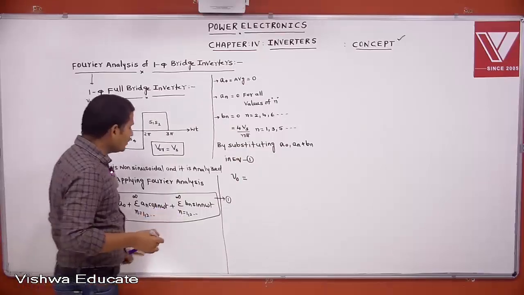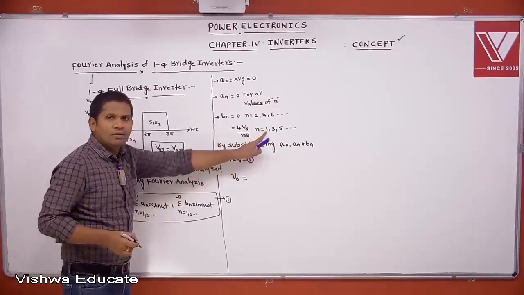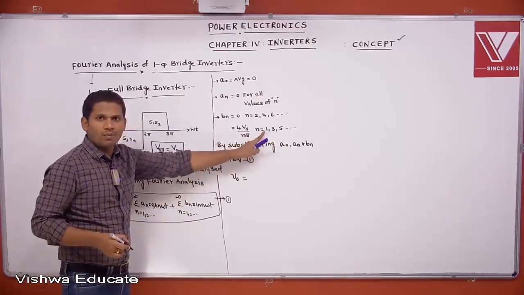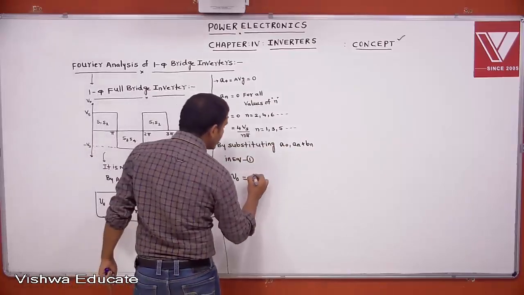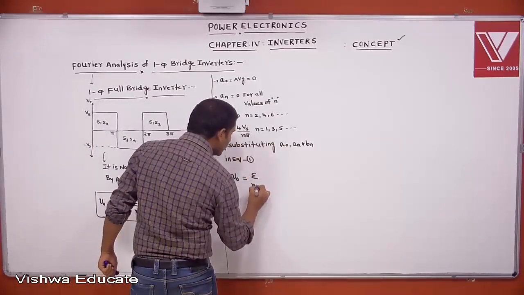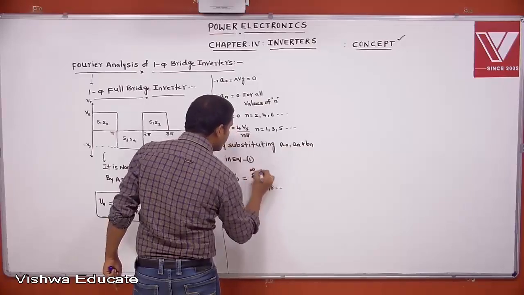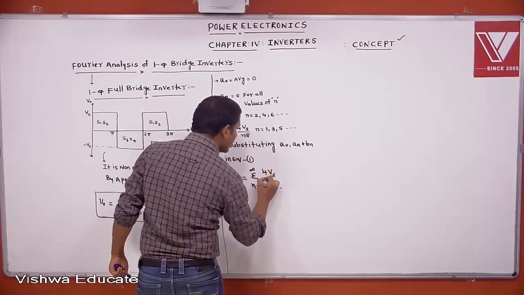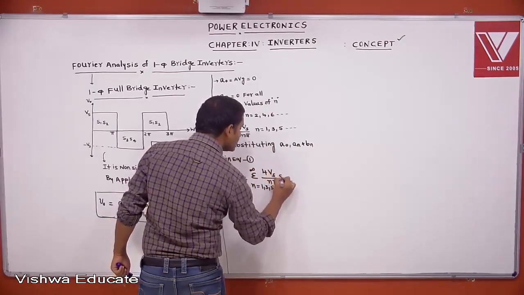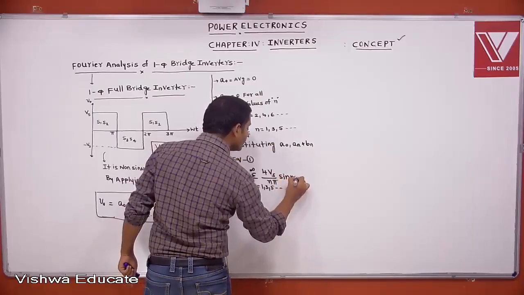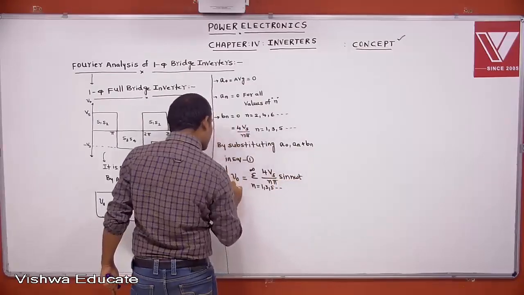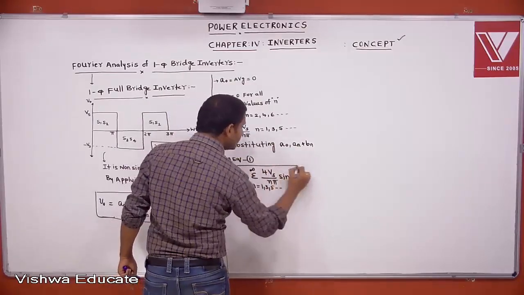Then you substitute here. This is defined only for which harmonics? Odd harmonics. Then what you can get? Summation n equal to 1, 3, 5 up to infinity 4 Vs by n pi sin n omega t. This is the instantaneous output voltage of full bridge inverter.